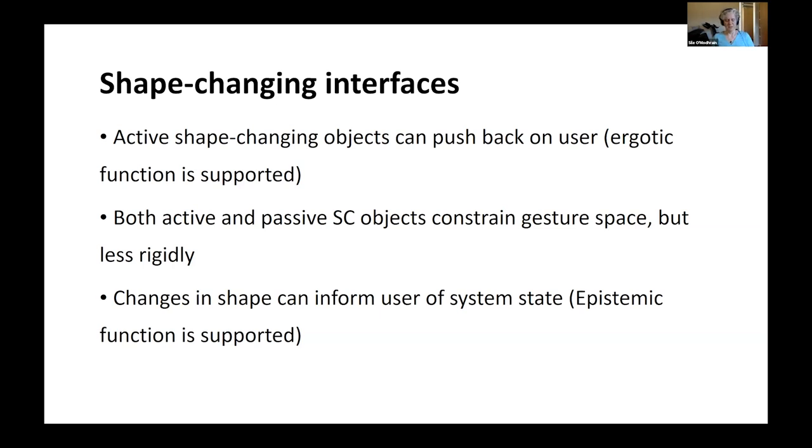So there's a way of knowing from the shape changing behavior of the object, something about the underlying digital representation and how it's changing, which is the more important thing. So we're starting to get into the realm of dynamic information being reflected back through the haptic channel.